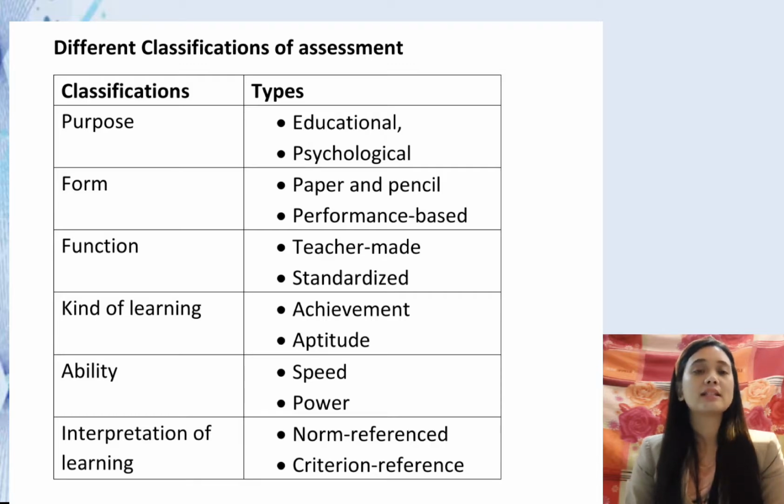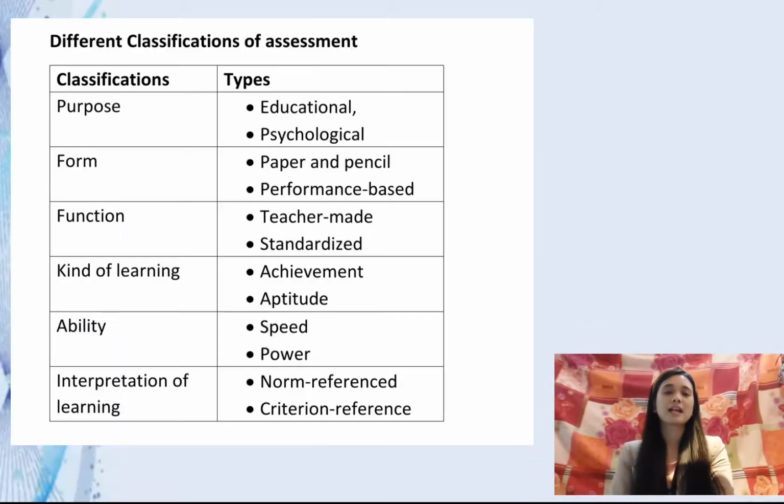And then another one is the ability. Under the ability, we have the speed and power. Another classification of assessment is the interpretation of learning, which is the norm-reference and the criterion reference. So guys, we already know what the 7 classifications of assessment are. So I am going to discuss to you now each classification.